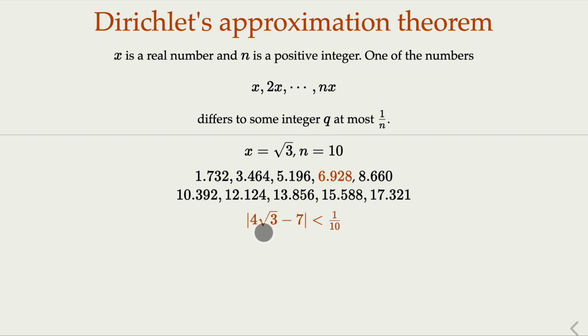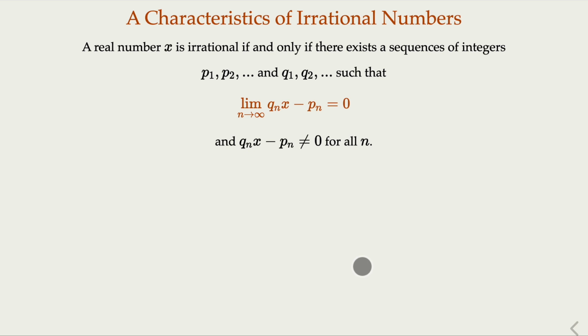Now you divide by 4, and what we get is that square root of 3 minus 7 over 4 is going to be less than this. So in other words, 7 over 4 is a good rational approximation of square root of 3 if we only care about the precision being under 1 over 10. Now we are ready to prove this theorem. How do we prove that?